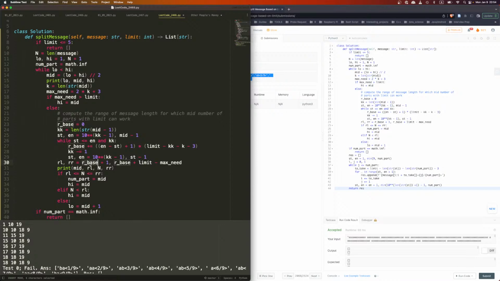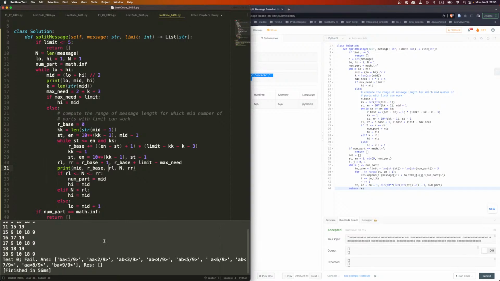How is R base at 9? What did I do wrong? Hold on. Mid. Oh, that's right, because it's 10. Because it's 10. Holy crap.